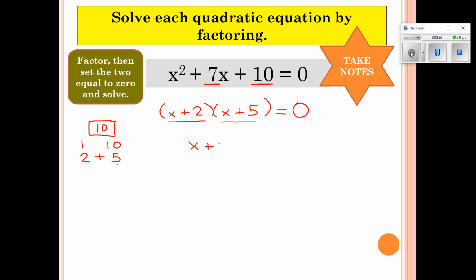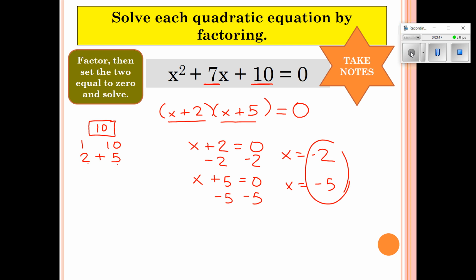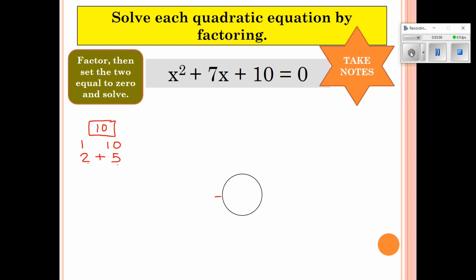So what we're going to do is set both separately equal to 0 and solve with a one-step equation. So either x plus 2 is equal to 0, or x plus 5 is equal to 0, and we solve for x. You have to move 2 to the other side, so x would be negative 2. Here we would move 5 to the other side, and x would be equal to negative 5. So here are our zeros. We know on this parabola, if we were to graph it, it would cross at negative 2 and negative 5. So those are our solutions. That's doing it with reverse FOIL.